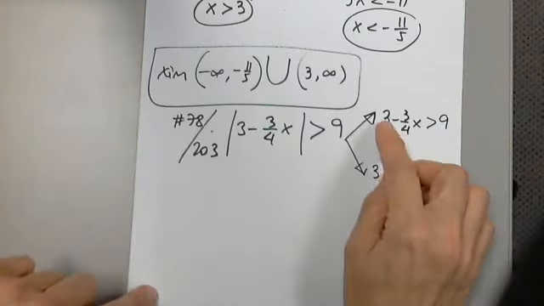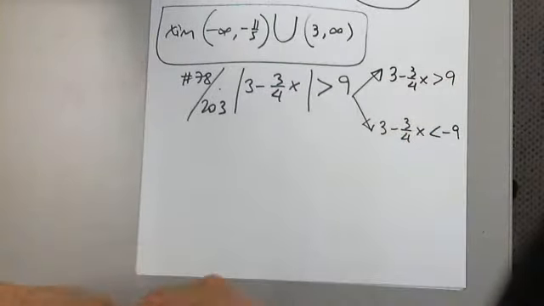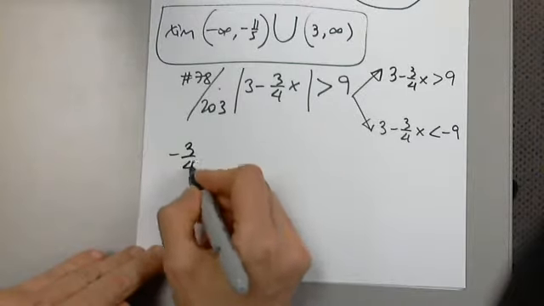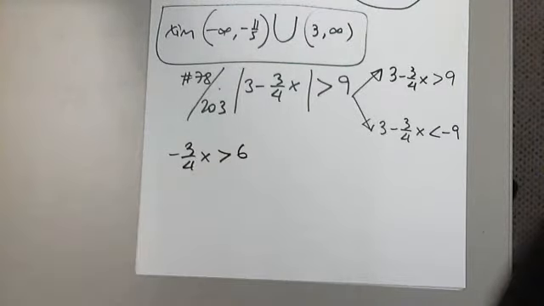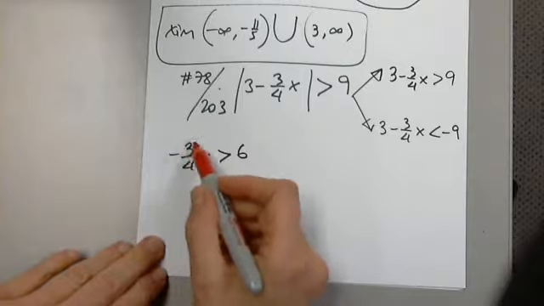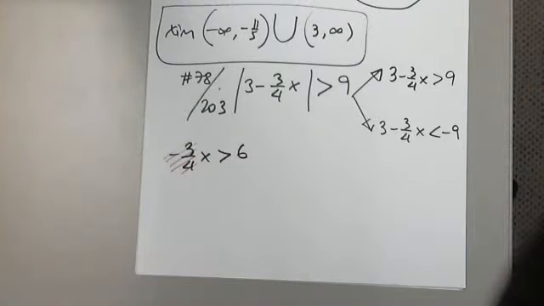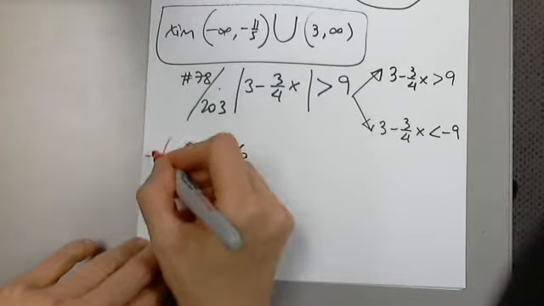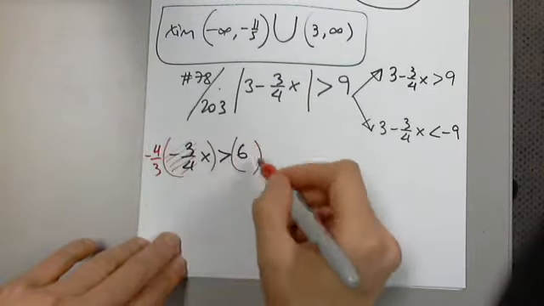So first, I'm going to subtract 3 from both sides. So I get negative 3/4 x greater than 6. I would like to remove what? I would like to remove negative 3/4 at once. What do I need to multiply both sides by? The multiplicative inverse or the reciprocal. Very good. Negative 4/3.